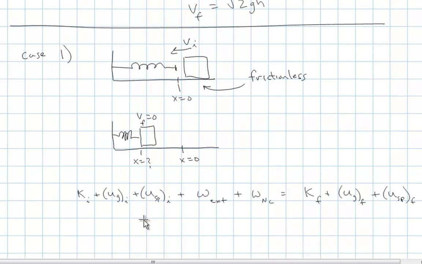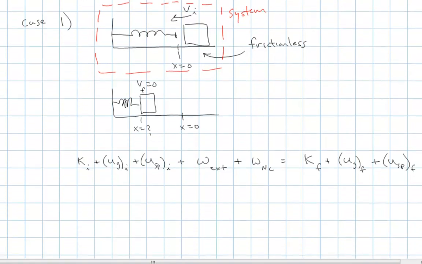There's our equation. Let's start filling in what we know. In this case, I'm going to include the spring in my system. So I'm going to pick a different color here to define my system. How about red? So I'm going to define my system as including the spring. Do I have initial kinetic energy? Yes, 1/2 mv initial squared.